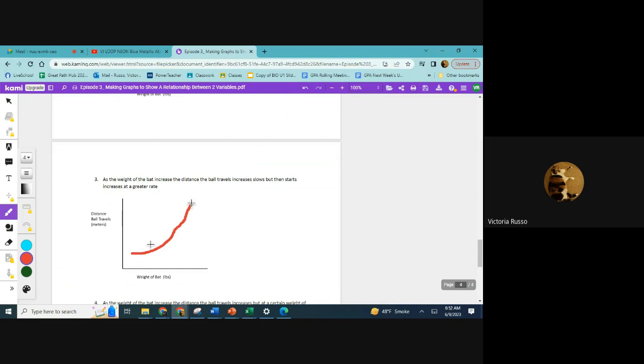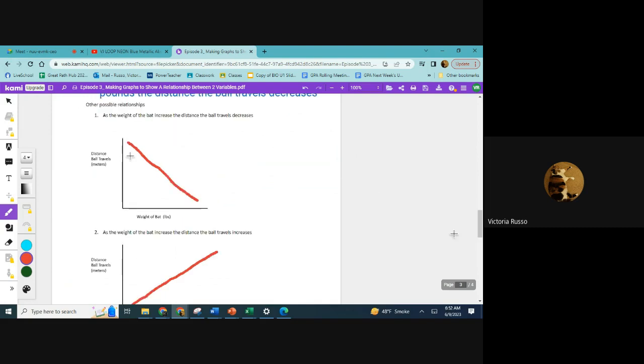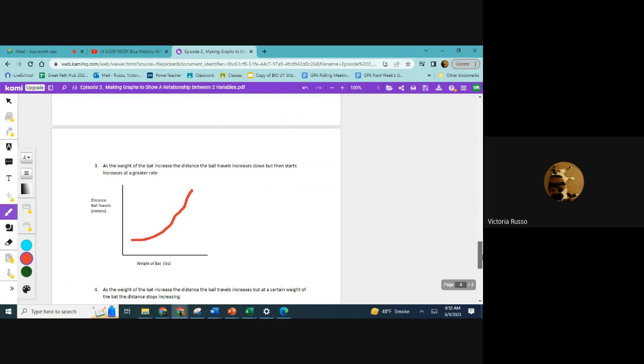So like here, maybe it's going up by like 2s, and all of a sudden it starts increasing and going up by greater numbers of 5 meters, then 10 meters, then 20 meters, then 40 meters. And that would be considered what we call exponential growth. But notice the difference. Here, it's going up by a constant amount, so the line is straight. Here, the distance the ball travels is only going up by a little bit, but then it starts going up exponentially, or faster.